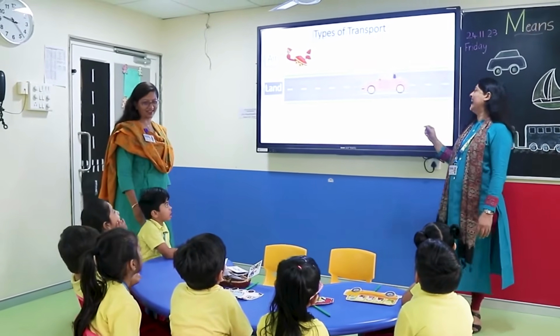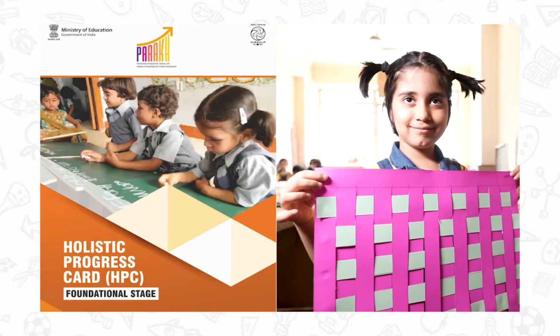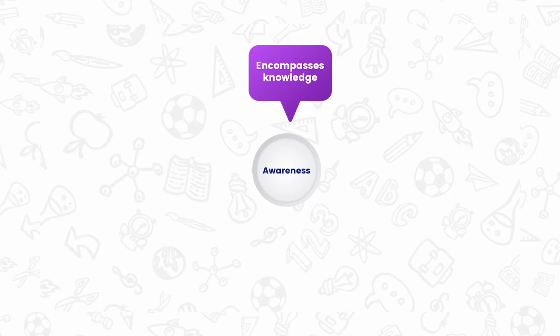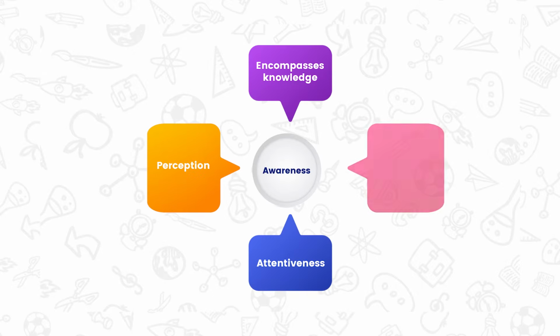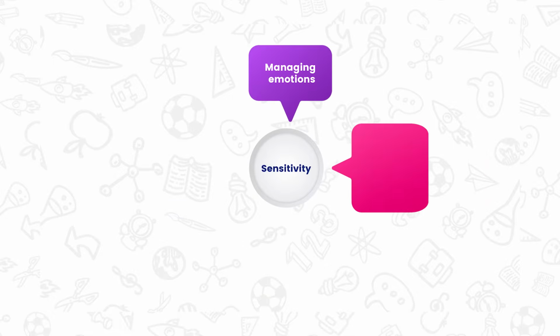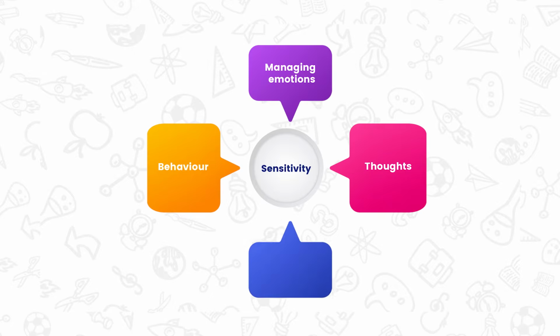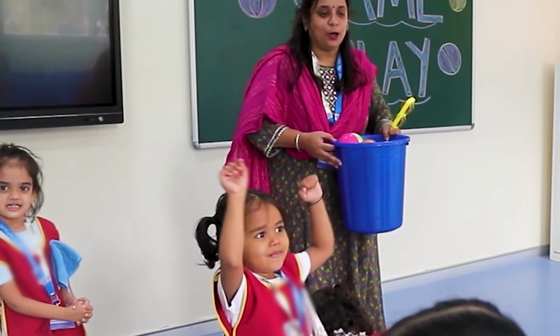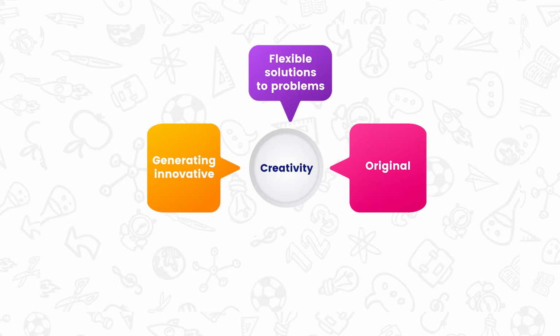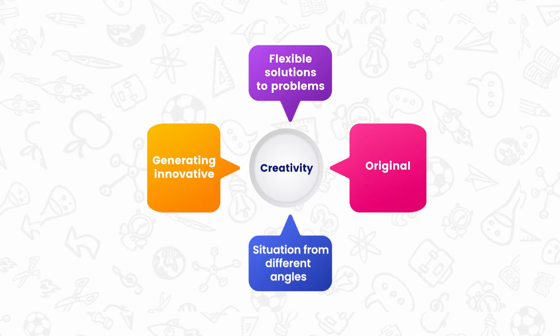Let's look at some key terminology used in the foundational HPC framework. Awareness, sensitivity and creativity are essential abilities. Awareness encompasses knowledge, attentiveness, perception, and full engagement in activities. Sensitivity involves managing emotions, thoughts, and behavior while being attuned to peers' emotions and needs, and approaching conflicts with open-mindedness and empathy. Generating innovative, original and flexible solutions to problems is at the heart of creativity. Looking at a situation from different angles is also an important aspect.